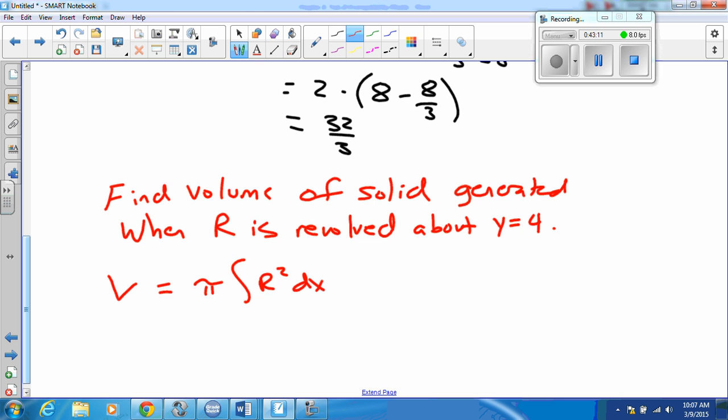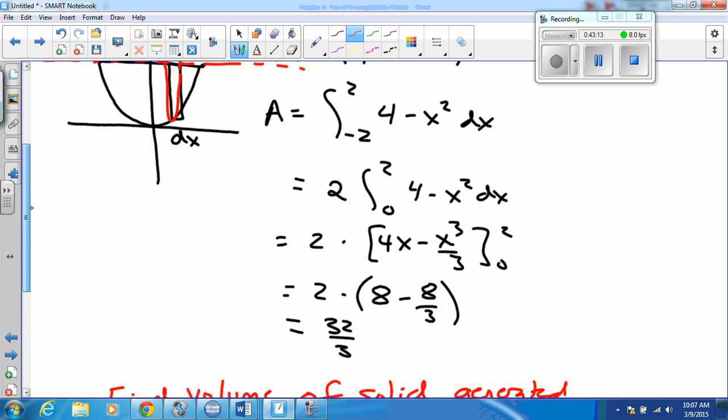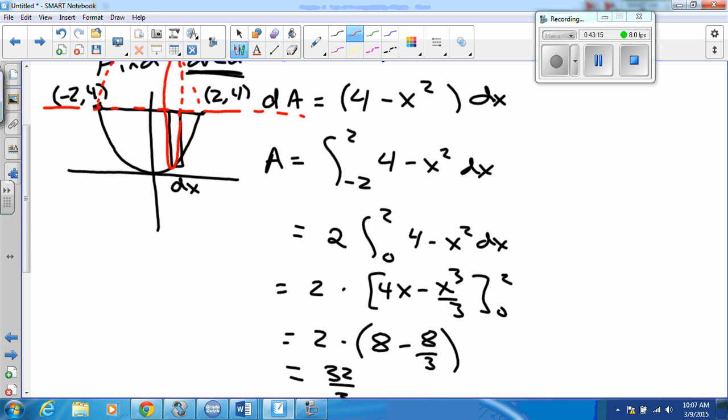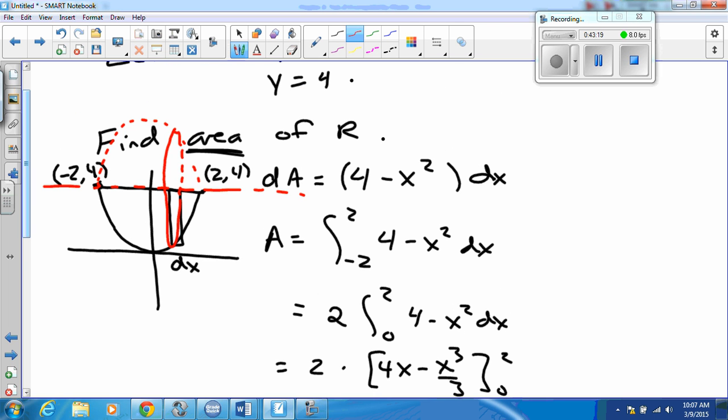And so I begin with my discs formula here. Mentally I slice up my M&M into circular discs, perpendicular to the axis of revolution, so that I can draw for myself a radius. Look at that. My representative radius is the same representative rectangle I had for the area.